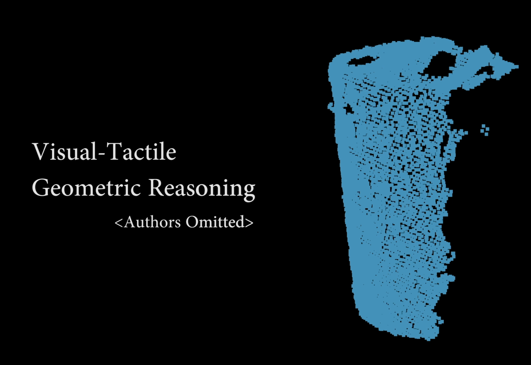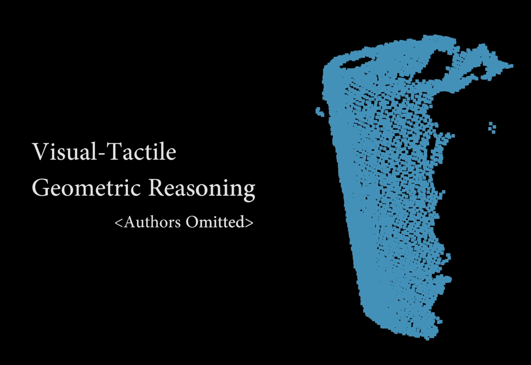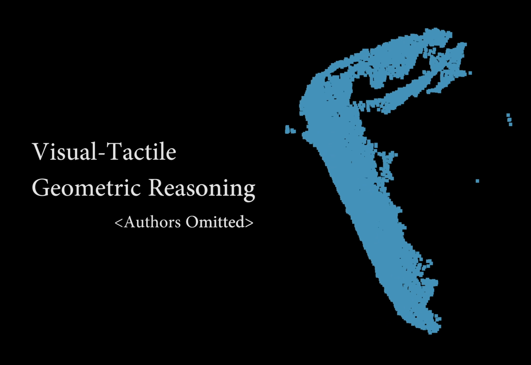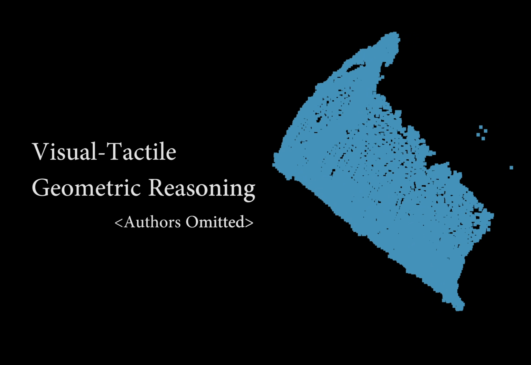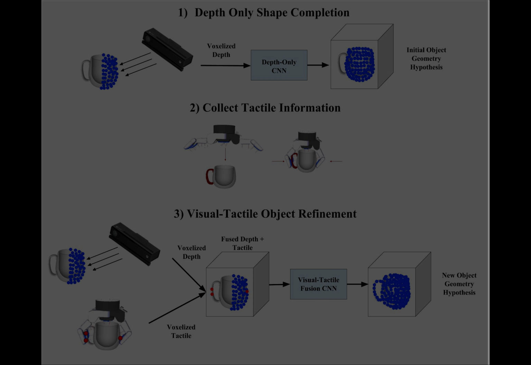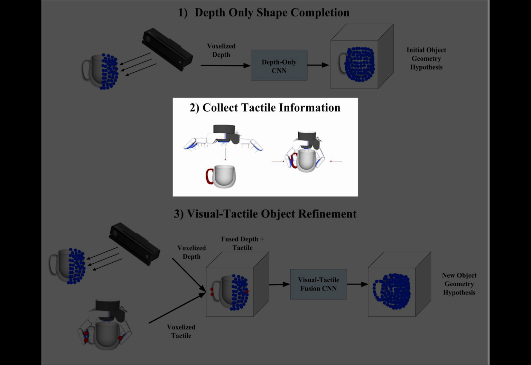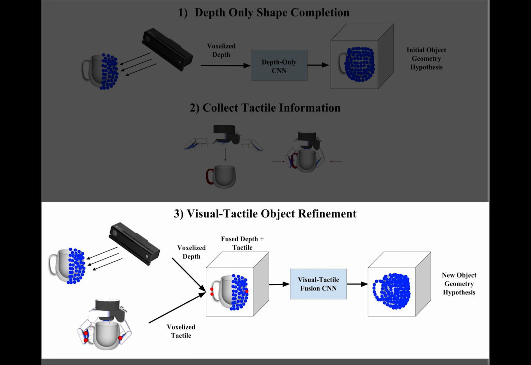This work provides an architecture which uses a learning algorithm that incorporates single-depth images and tactile information to create rich and accurate 3D models. We use a three-step process. First, we create an initial object hypothesis using a depth-only CNN. Second, we collect tactile information to update the initial object hypothesis. Finally, we pass the combined depth and tactile information into a Visual-Tactile Fusion CNN to produce our final object hypothesis.